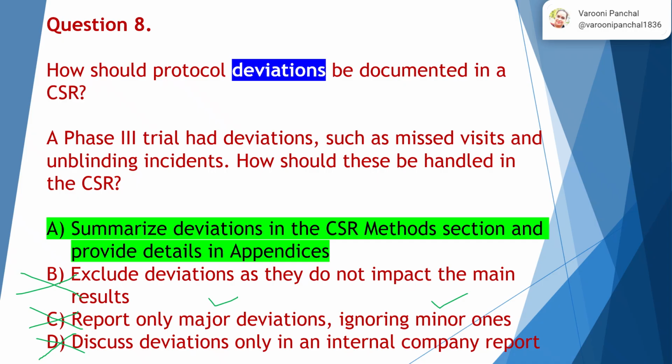Internally, it's just that you are working in that organization, reviewing and ensuring that everything is in place. So the protocol deviations in the CSR should be summarized in the CSR methods section, and you should also provide the details in the appendices. So the correct answer is option A.